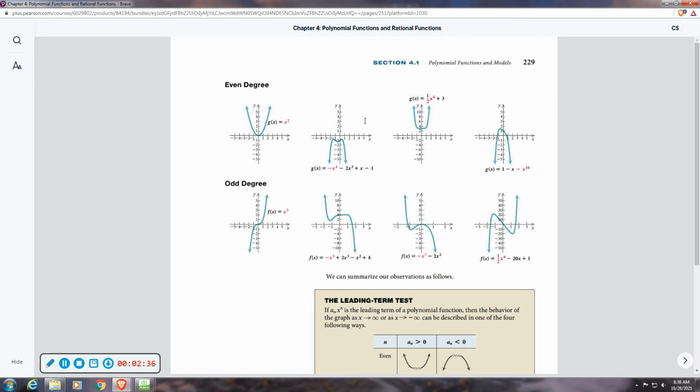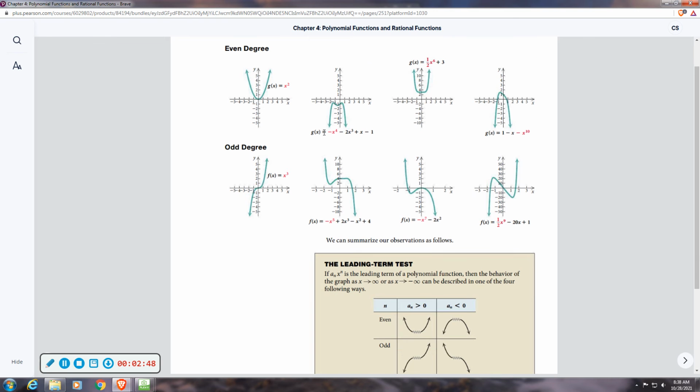The way that you determine if they will go up or down is the sign out front. Positive, they will go up. Negative out front, they go down. So even degrees both go the same direction. Odd degrees, they go opposite directions. So the right side goes up, left side goes down. So it's increasing from left to right.